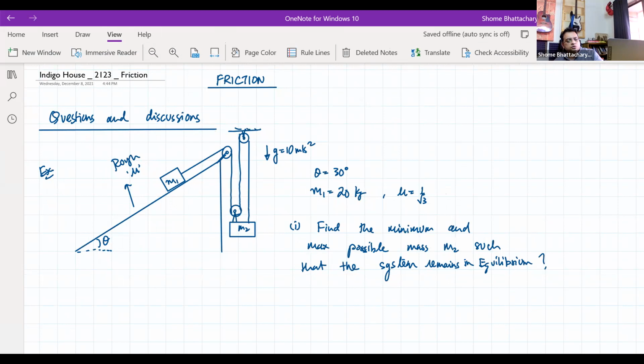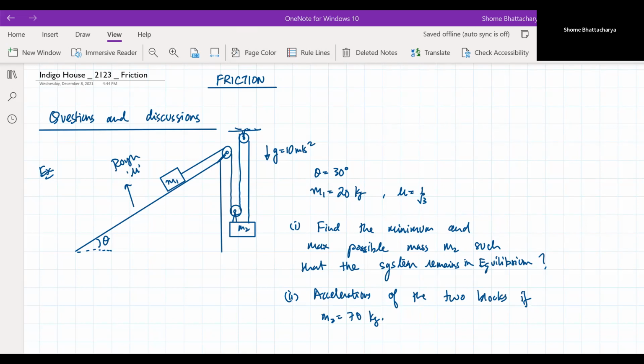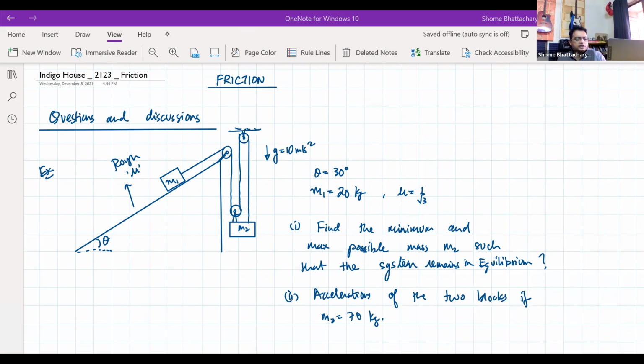Okay. And next up, we will also find the accelerations of the two blocks, if M2 is equal to 70 kilograms instead. Okay, so just start with the free body diagrams and the equilibrium condition over here.